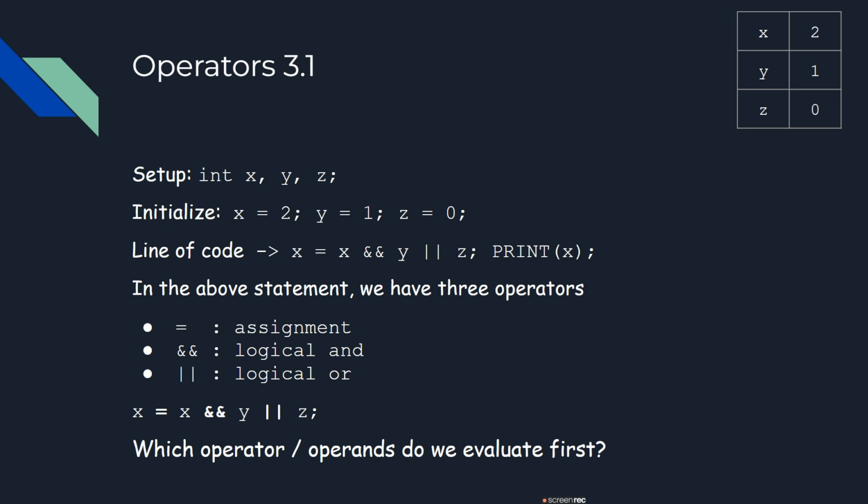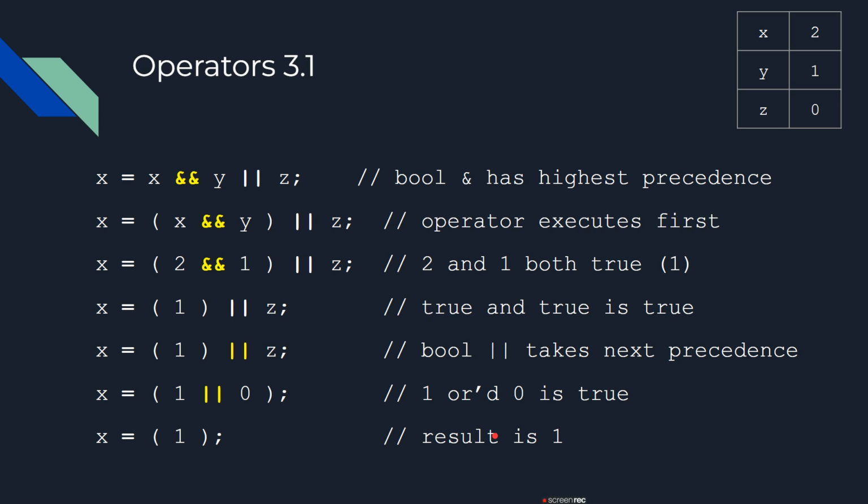So in the above statement, we have three operators. We have the assignment operator, which we've seen throughout the previous videos. We have the new operator, ampersand, ampersand, which is known as the logical AND operator. And last but not least, we have the logical OR, which is the vertical bar, vertical bar operator in this statement here. So of the three operators we have, which operator and operands do we evaluate first? The one with the highest precedence.